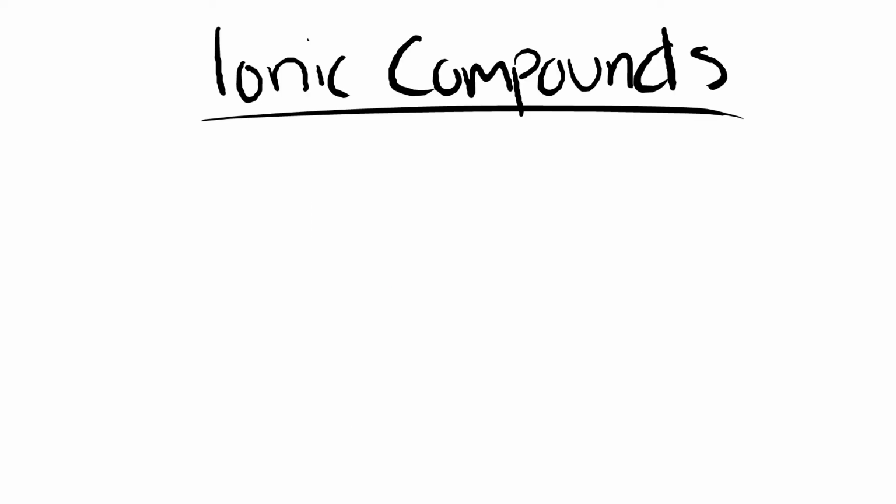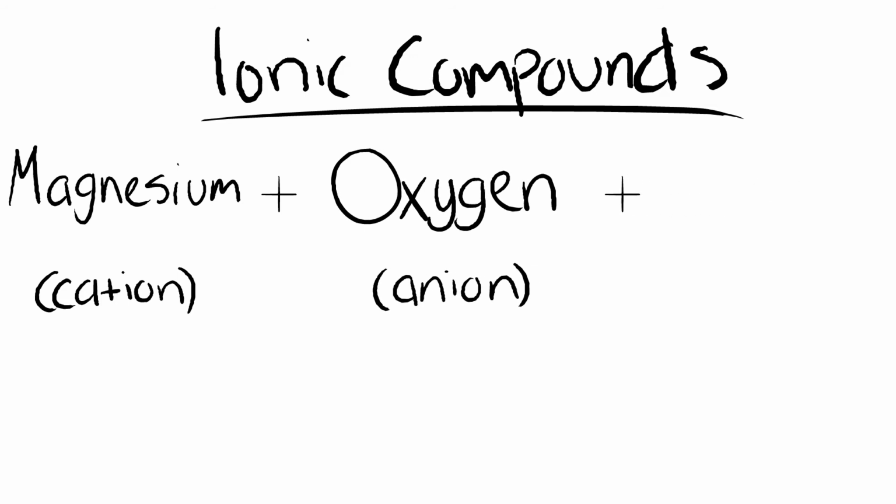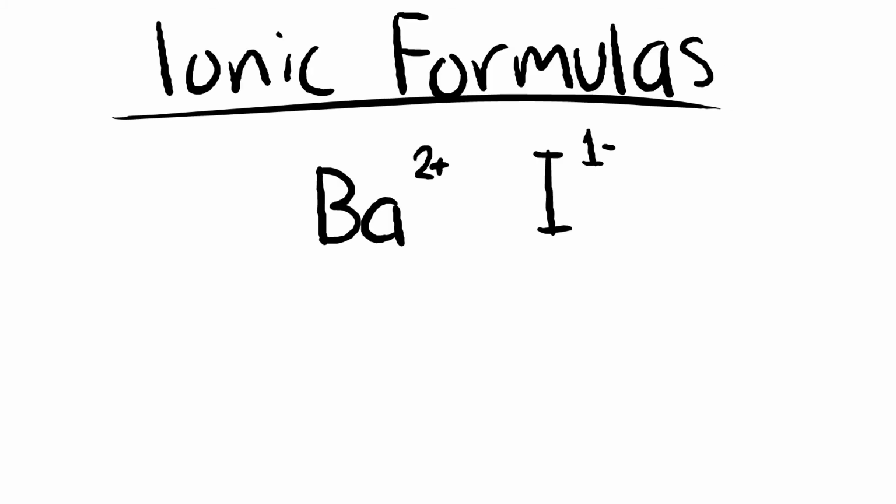Ionic compounds are named by putting the metal first, then putting the nonmetal, and replacing the end of the nonmetal with "ide". Magnesium and oxygen would result in magnesium oxide. To write the formula, you switch the oxidation numbers or charges of the 2 elements.